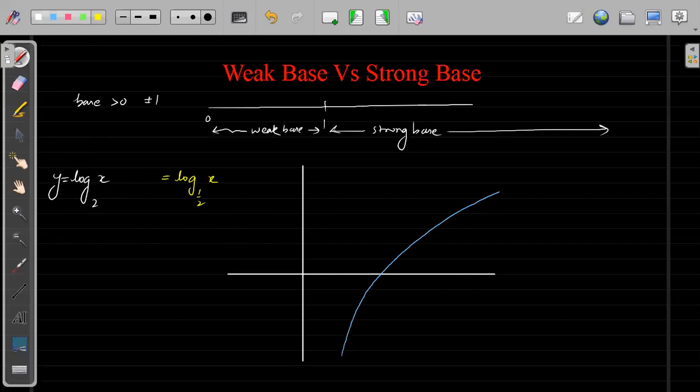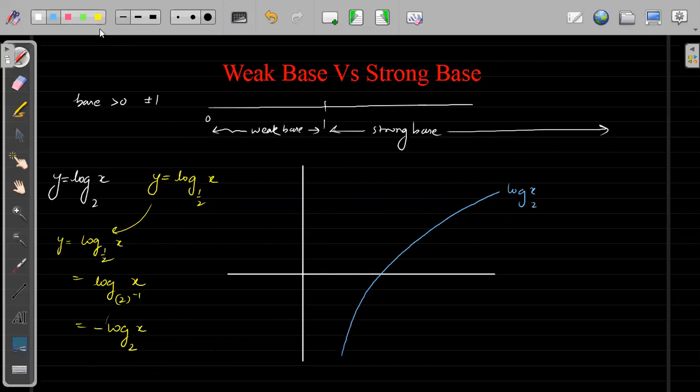Now if I look at this part closely, y will be log base 1 by 2 of x. Using the property, this we can write as log base 2 to the power minus 1 of x, which is minus log x base 2. That means whatever function was taking positive values before will now become negative. So now I have to draw the negative of log x base 2.